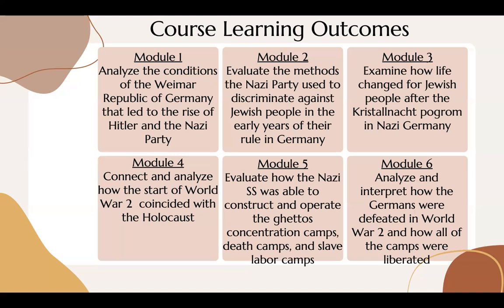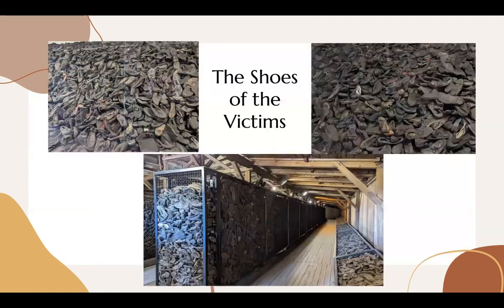Number 5, how did the SS construct and operate the concentration camps and death camps, slave labor camps and ghettos of Nazi Germany? And number 6, how were the Germans defeated in World War II, and how were the camps liberated? These are the shoes of the victims. There are a total of 400,000 shoes that were encased in a barracks at the Majdanek death camp.